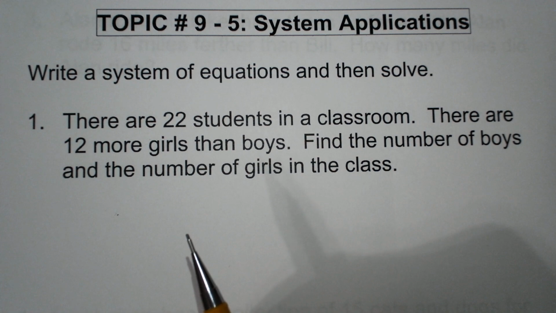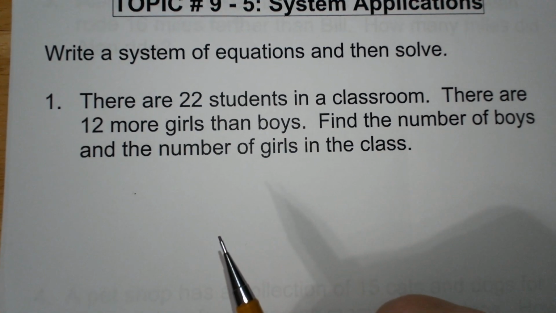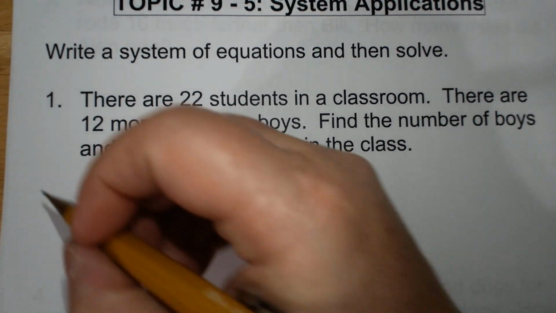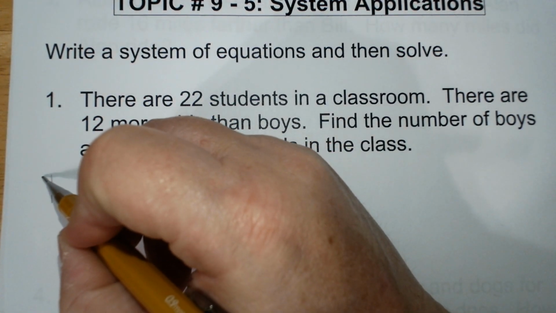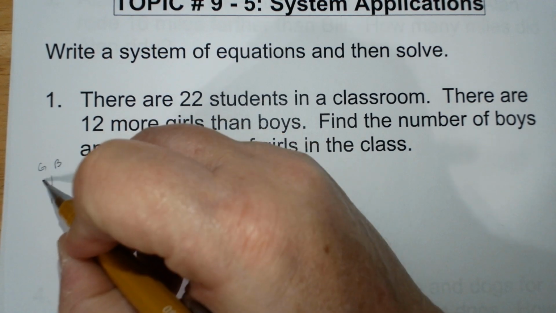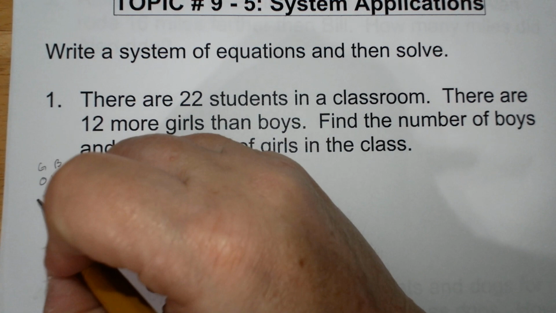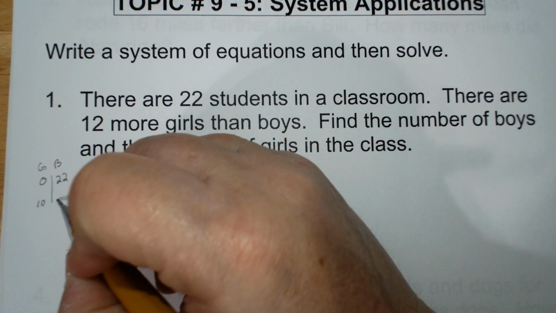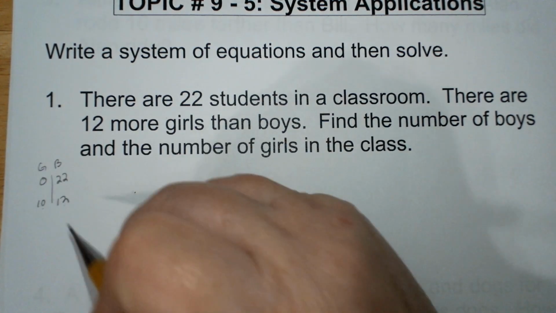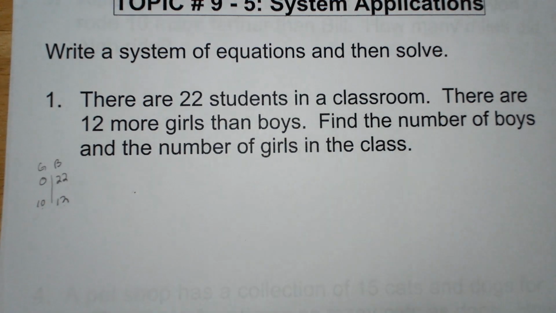Okay, there are 22 students in a classroom. There are 12 more girls than boys. Find the number of boys and the number of girls. Whenever I've taught this before, I've had some people just start fishing. 0 girls, 22 boys. And then they would go 10 girls and 12, and that's a difference of 2. And they would just start listing them. Takes a long time. Actually, it works, but it takes a long time.